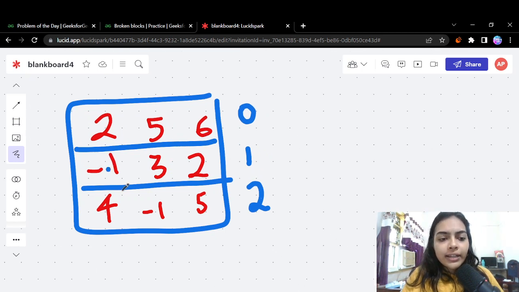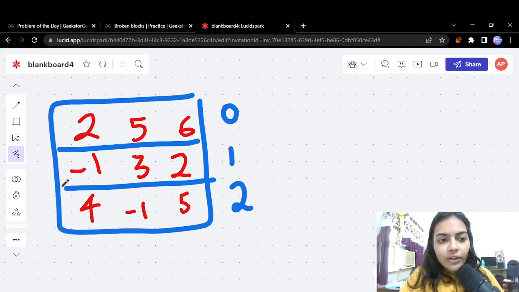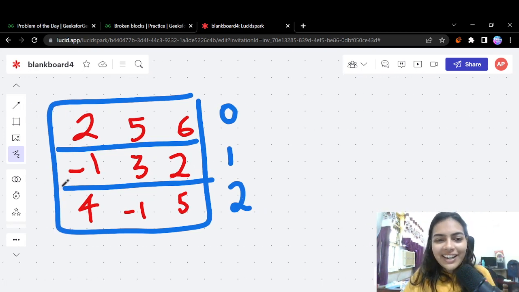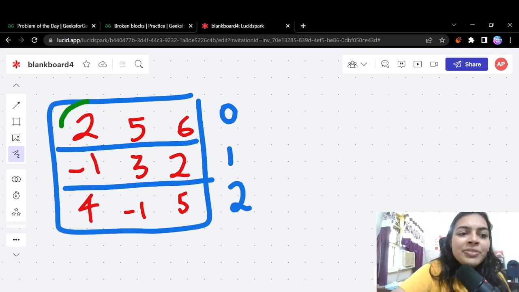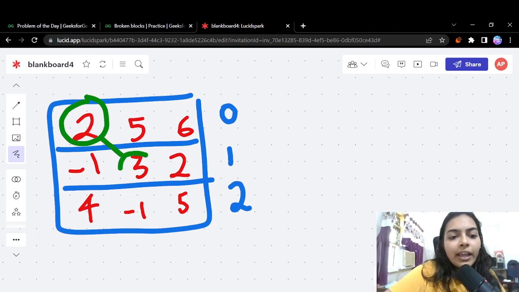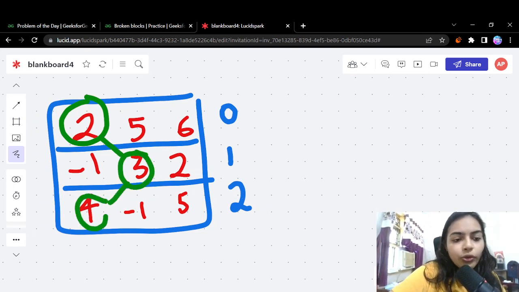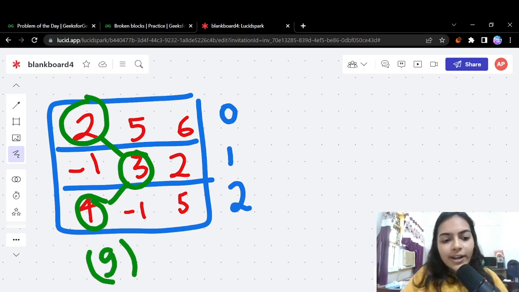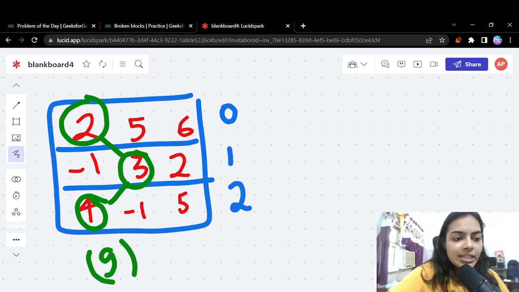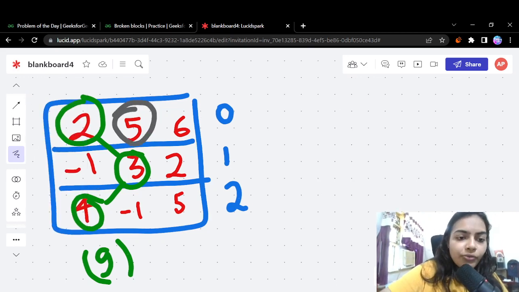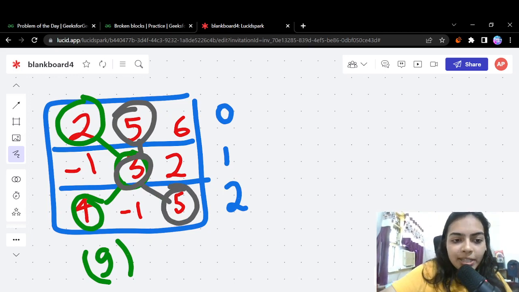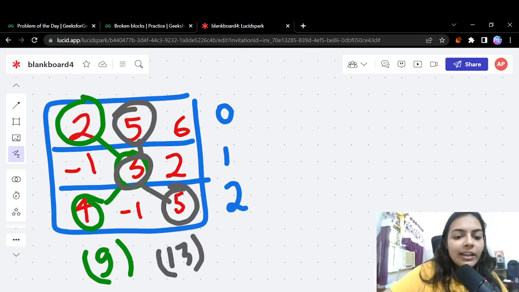Now let's get started. Let's see if we play the game randomly. If I don't know data structure and algorithm, let's play the game randomly. Suppose I start from 2, then maybe I can move to 3, then maybe I can move to 4. So 2 plus 3 is 5, 5 plus 4 is 9. I'm going to collect 9 gold coins in this case. So one of the ways is 9. Let's say I try some other way. Let's say I start from 5, I go to 3, and I go to 5 after that. So 5 plus 3 is 8, 8 plus 5 is 13. I can collect 13 gold coins.